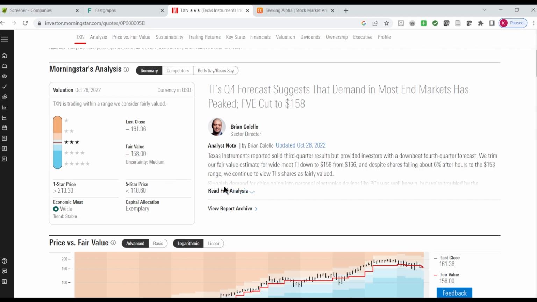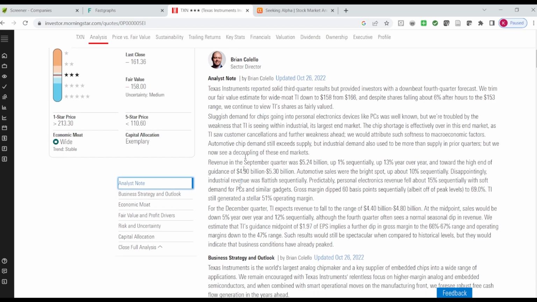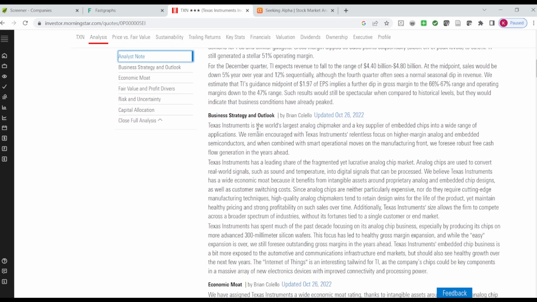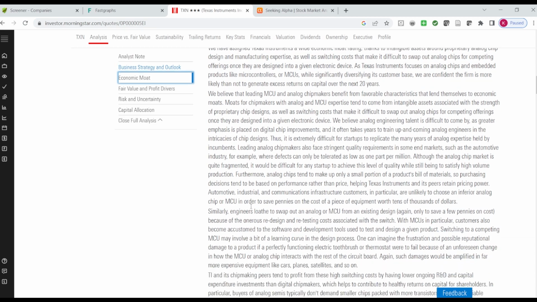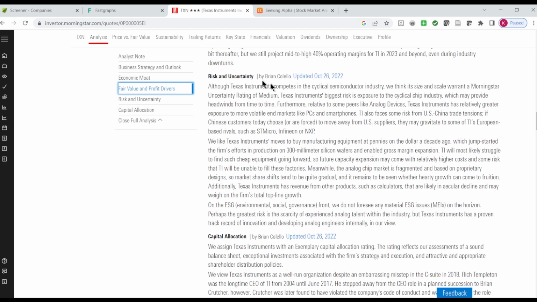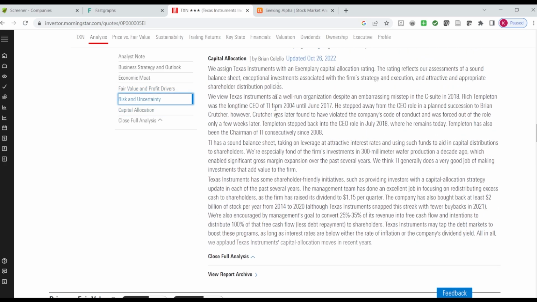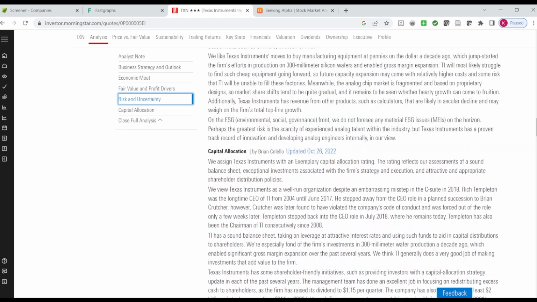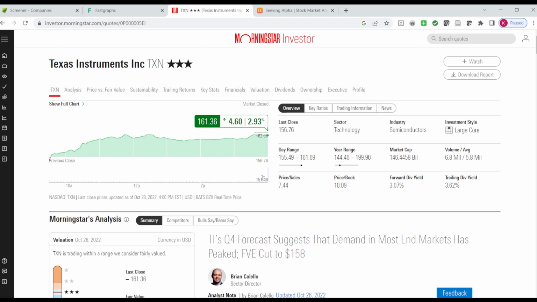But the second piece that I like about Morningstar is not only do they give you the number, but they also give you the full write-up. So you can see that there's an analyst note here. He talks about the business strategy and outlook. He talks about their moat, which is their strategic competitive advantage. He talks about their fair value and profit drivers, as well as risks and uncertainties, and then finishes off with capital allocation. So a lot of good information on this Morningstar website. That's why I like it so much.